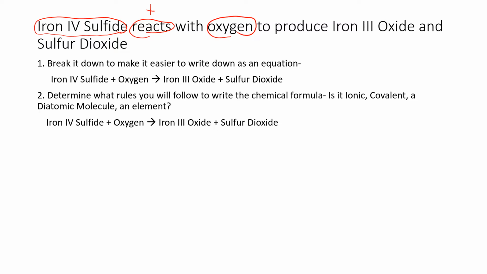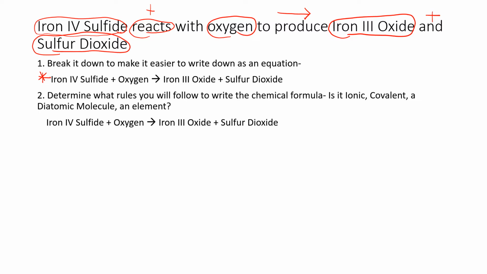And when you see the word produce, if you recall from learning about equations, that would be the little arrow. And then what does it produce? It produces iron 3 oxide. Okay, so definitely one of the compounds we're going to have. And for the word and, it's going to be plus, and then we have sulfur dioxide. Okay, so pretty much what we're going to have is what you see right here, but it's nice and typed. Okay, so we have iron 4 sulfide, oxygen yields iron 3 oxide, sulfur dioxide.